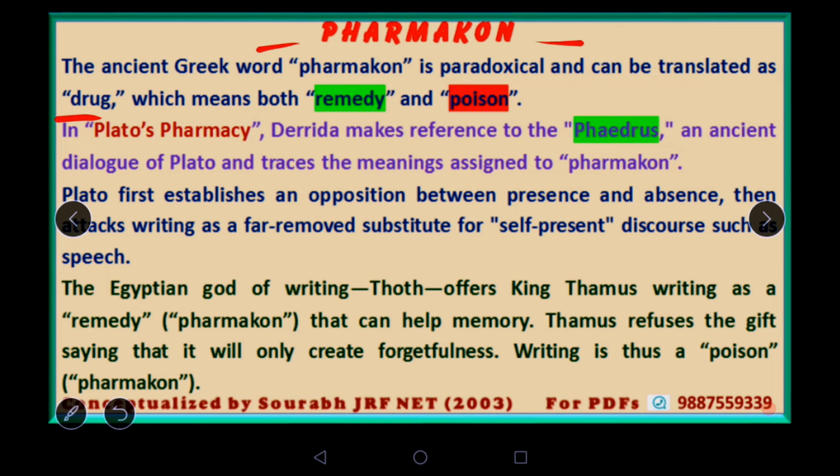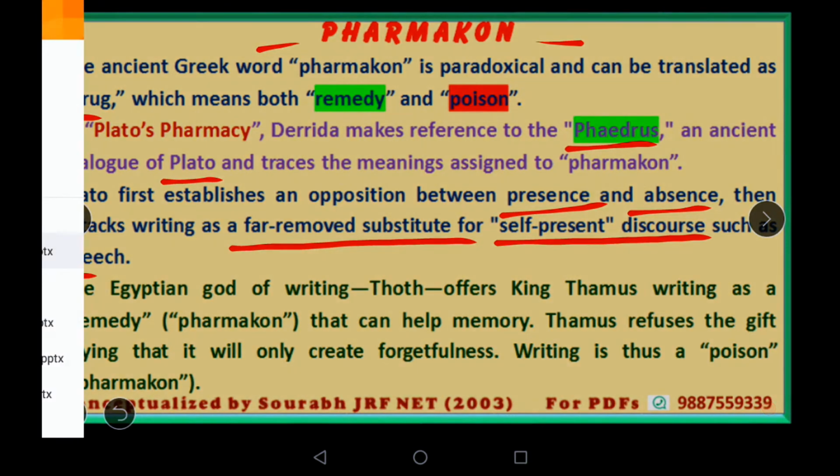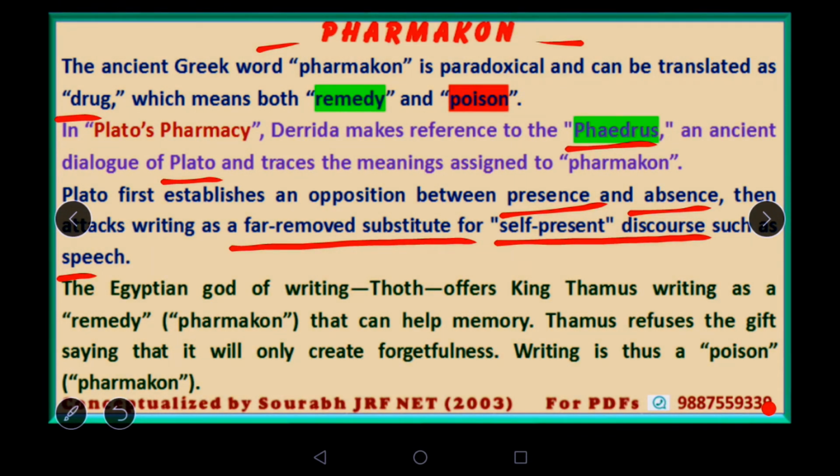Plato's Pharmacy, this is the name of the essay in which Derrida makes reference to Phaedrus. Now Phaedrus is the name of an ancient dialogue between Plato and Socrates, and it traces the meaning which is assigned to Pharmacon. Plato establishes an opposition between presence and absence, typical metaphysical thinking of the West, then attacks writing as a far removed substitute for self-representative discourse such as speech. Once again, Plato criticizes writing because according to him it is a removed substitute while speech is self-present.